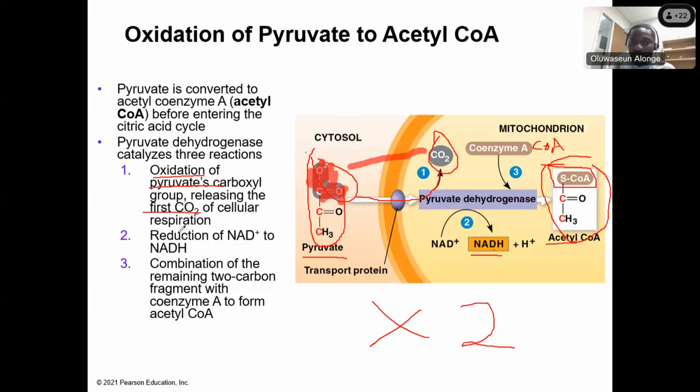So the next thing that is going to happen is that we reduce NAD plus to NADH by the electron that was released. I told you, reduction. Then the third step is the combination of the remaining 2 carbon fragments with coenzyme A. Coenzyme A is added to it so that it can anchor it to the citric acid cycle.